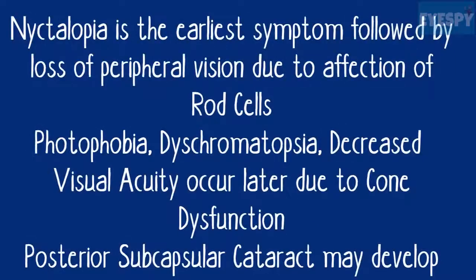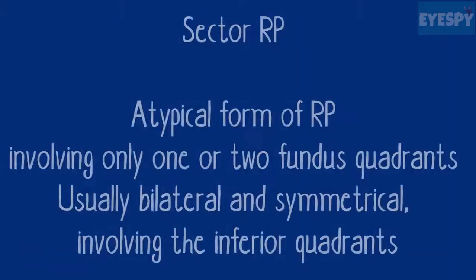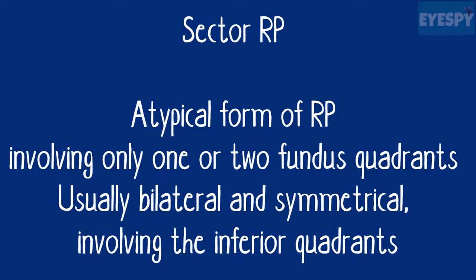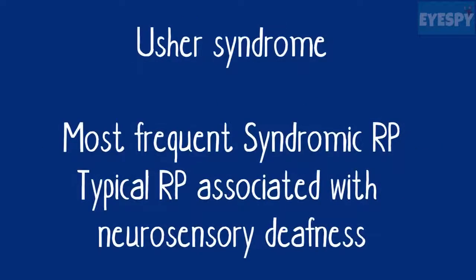Nyctalopia, loss of peripheral vision, photophobia, dyschromatopsia, and decreased visual acuity are the common symptoms. Sector RP involves only one or two fundus quadrants and is usually bilateral and symmetrical. Usher syndrome is the most frequent syndromic RP and is associated with neurosensory deafness.